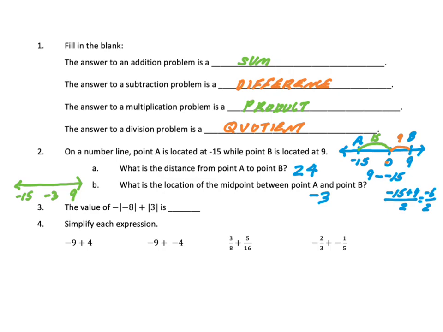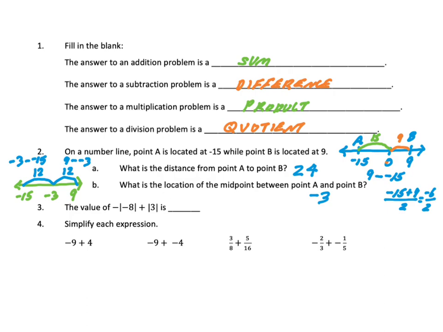Well, if a point is in the middle, that means it's the same distance from the middle to the ends. So using our last idea, how far is it from negative 3 to negative 15? Well, they're 12 apart. And how far is it from 9 to negative 3? They're also 12 apart. We know that because we can take negative 3 minus a negative 15 and 9 minus a negative 3.